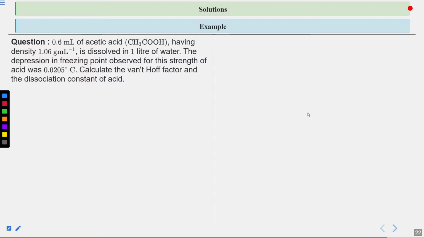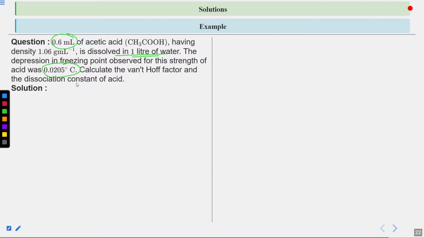Now this is a question for you. You can try it by yourself. If not, then I'm telling you the solution also. So the question says that we are taking 0.6 ml of acetic acid, which is having a density of 1.06 gram per mole. Then it is dissolved in 1 liter of water. The depression in freezing point was 0.0205. We have to calculate the Van't Hoff factor and the dissociation constant of acid.